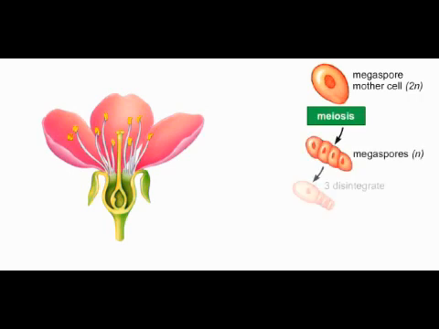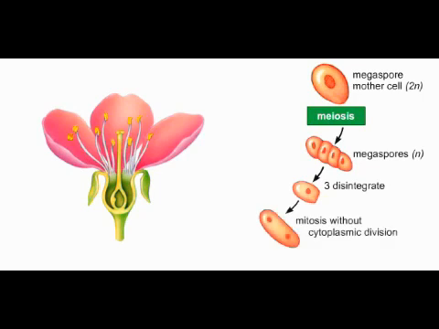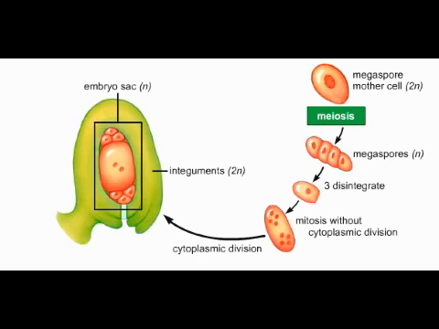3 of the megaspores disintegrate. The remaining megaspore undergoes mitosis without cytoplasmic division to produce a cell with 2 haploid nuclei. 2 more rounds of mitosis without cytoplasmic division yield a cell with 8 haploid nuclei. Each nucleus migrates to a specific position and the cytoplasm divides. The result is a 7-celled embryo sac. This is the mature female gametophyte.